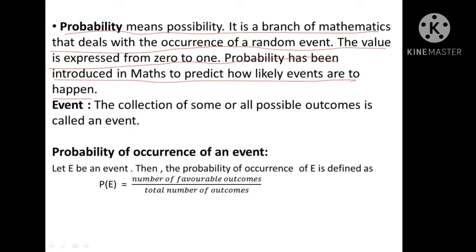Now, after that, we have to move to the next one, that is event. The collection of some or all possible outcomes is called an event. This is the definition of event. Now, after that, we have to know the probability of occurrence of an event. Let E be an event, then the probability of occurrence of E is defined as P(E), probability of event, equals number of probable outcomes upon total number of outcomes.